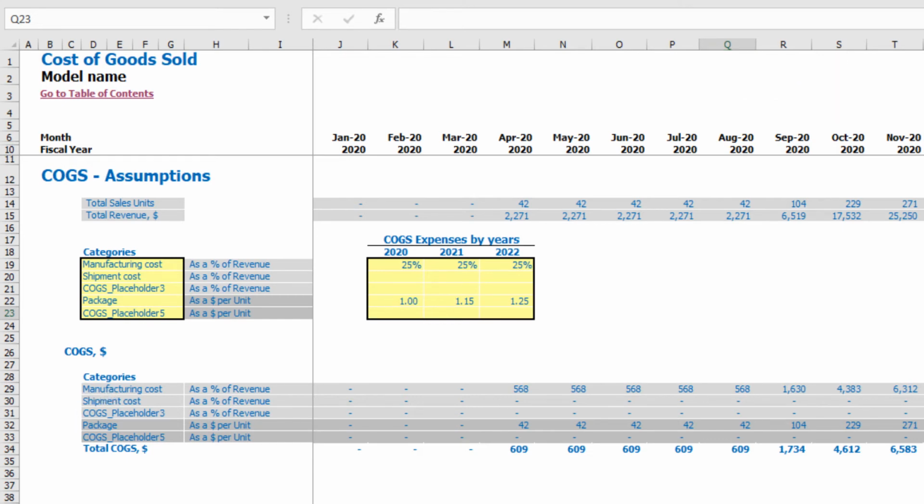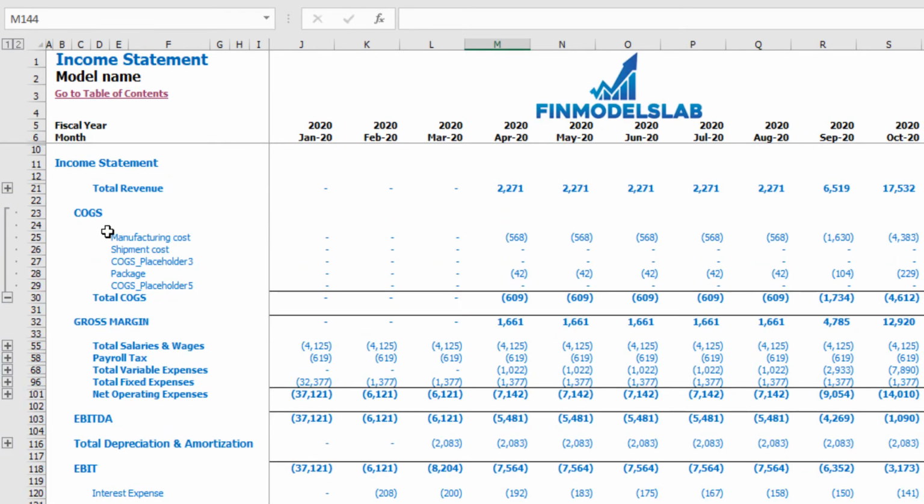As a summary, you may see in income statement under COGS section your COGS components broken down by line items and broken down by months.